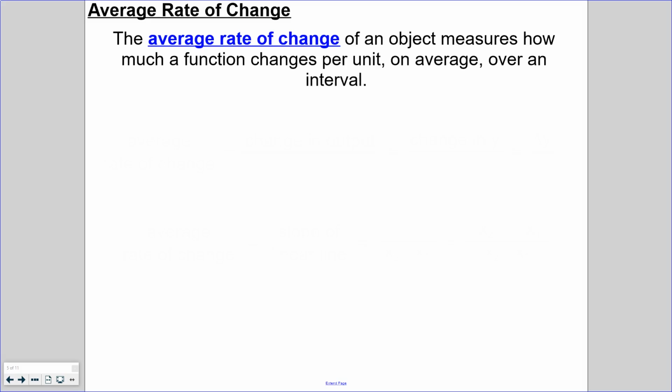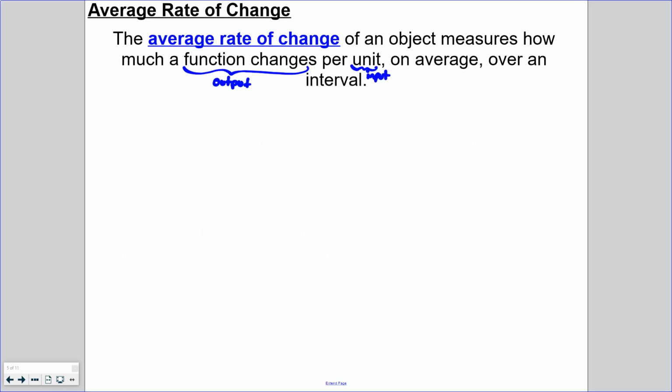Well, the average rate of change of an object measures how much a function changes per unit on average over an interval. Now, these words were chosen very carefully, and they are very specific. So let's read it again. The average rate of change of an object measures how much the function changes per unit. So function changes is the output, and then per unit would be the input.